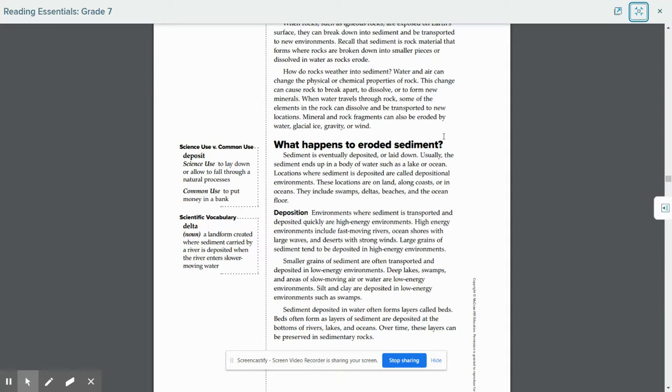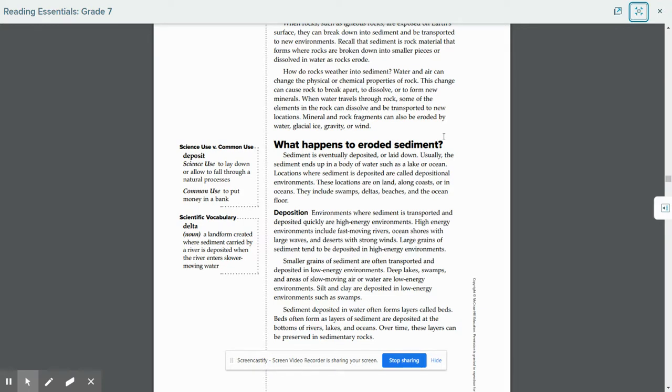Deposition. Environments where sediment is transported and deposited quickly are high energy environments. High energy environments include fast moving rivers, ocean shores with large waves, and deserts with strong winds. Large grains of sediment tend to be deposited in high energy environments. Smaller grains of sediment are often transported and deposited in low energy environments.